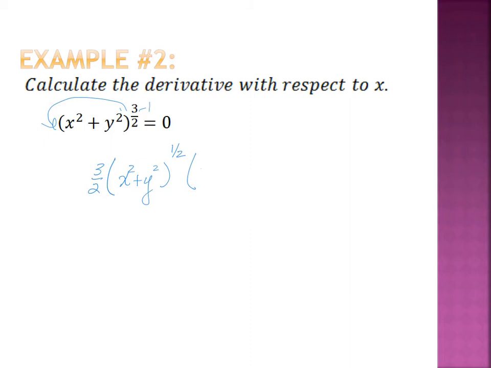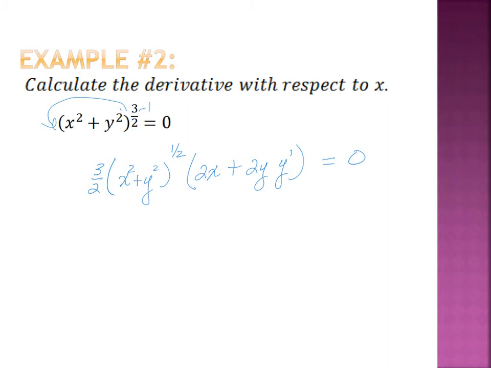So derivative of x squared, 2x, derivative of y squared, 2y, but because I derived a y, I need to put y prime. Don't forget your notation. And that's equal to 0. Now notice how y prime is now trapped.